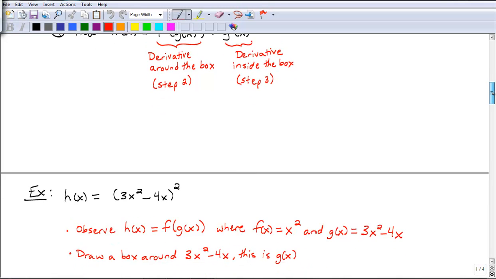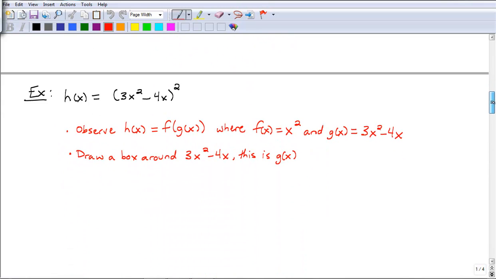So let's just look at an example. For example, h of x is 3x squared minus 4x all to the second power. And just to note, this really is the composition of two functions. If f of x is x squared and g of x is 3x squared minus 4x, then f of g of x would give me the function h. That is the composition of these two functions. And again, you want to draw a box around g of x, and you can see that in this case g of x is in parentheses. A lot of times g of x will be in parentheses, or it will be in powers.